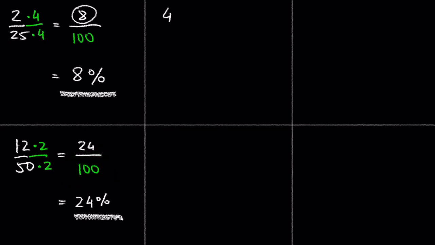What about 4 over 5? How can we find out 5 times what is equal to 100? Just divide the 100 by 5, which is 20. So 5 times 20 is 100. Again, we also have to multiply the top of the fraction by 20 to get an equivalent fraction. So 4 times 20 is 80. And we get 80 over 100, which is equivalent to 80%.